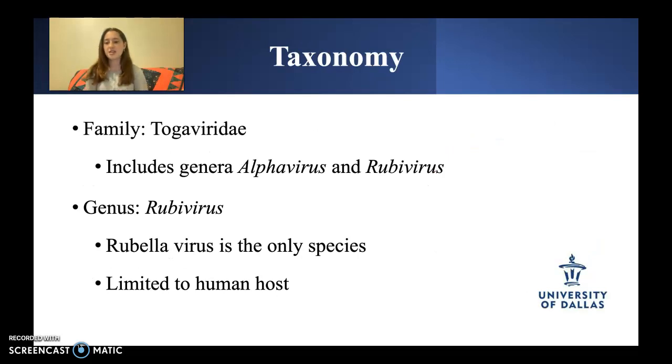Okay, as for the taxonomy, Rubella is part of the family Togaviridae, and this family includes two genera, Alphavirus and Rubivirus. As for the genus Rubivirus, Rubella virus is going to be the only species, and it is limited to a human host, which makes it pretty unique compared to Alphavirus because Alphavirus contains 29 species and is able to transmit its disease in a wide variety of hosts, such as arthropods, amphibians, and mammals, compared to Rubella. Again, it is the only species and is limited to only a human host.